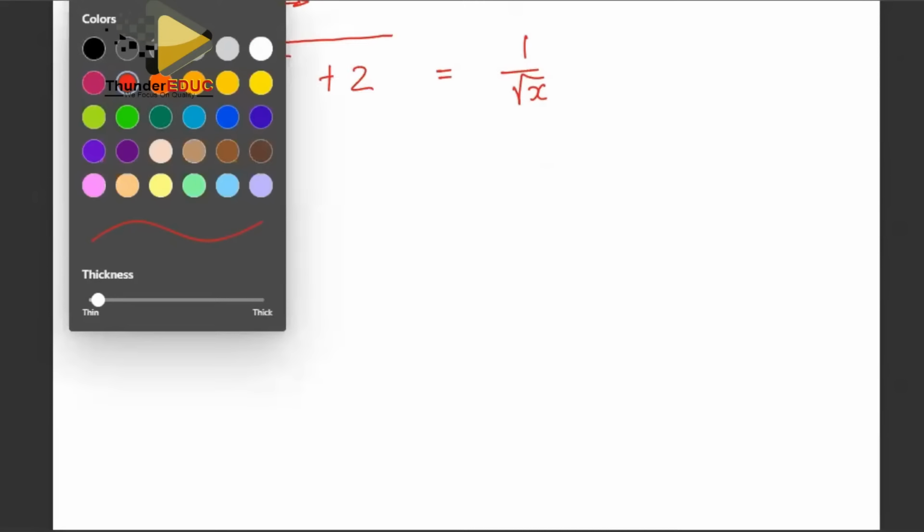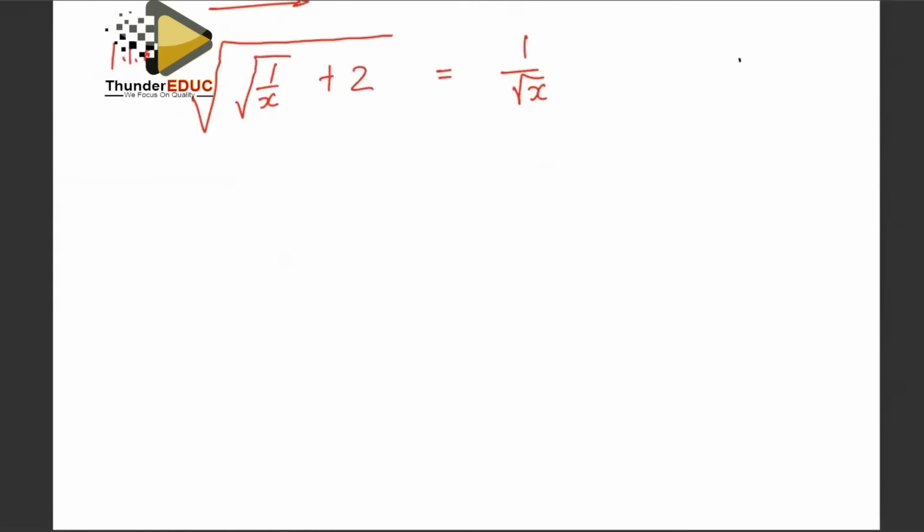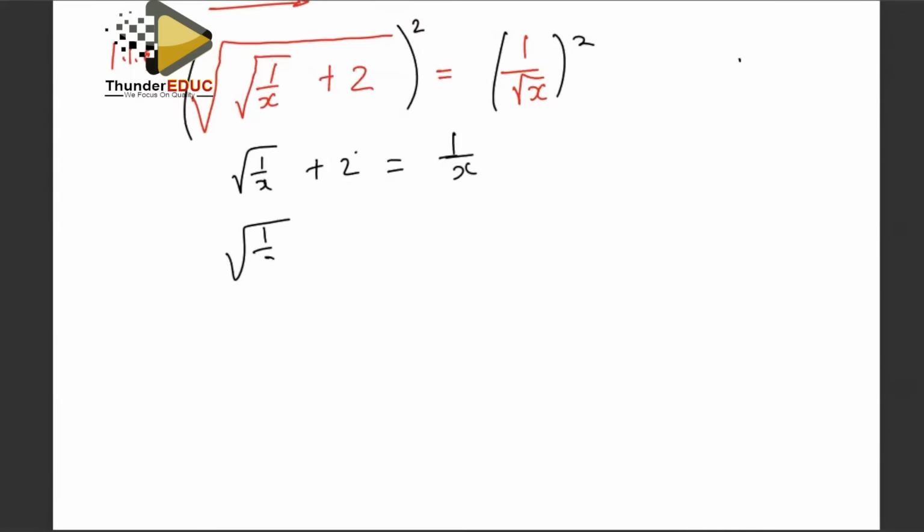Okay, so the third is already isolated. So first step, we're going to square so that we get rid of the root. So that kills that. We have root 1 over x plus 2 is going to be just 1 over x. Okay, then let's move the 2 that side to isolate this other root. This is going to be 1 over x minus 2. Okay, and then from there, we can simplify this before we do the squaring.